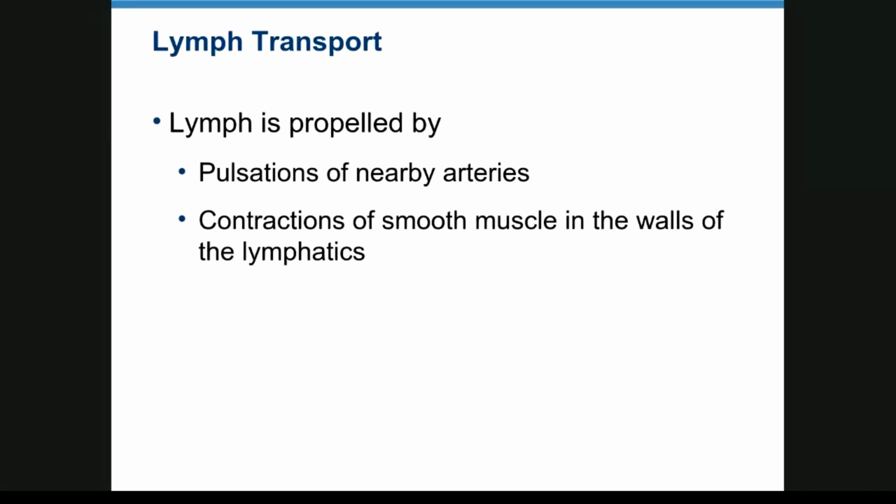Okay, lymph transport. Lymph is transported by pulsation of nearby arteries, and then smooth muscle. There's a little smooth muscle in the walls of lymphatics, and then contraction of muscles, very much like in the venous system. And that's why if someone sits and does nothing all day, they not only get backed up in the circulation of their bloodstream, but also in their lymphatics.